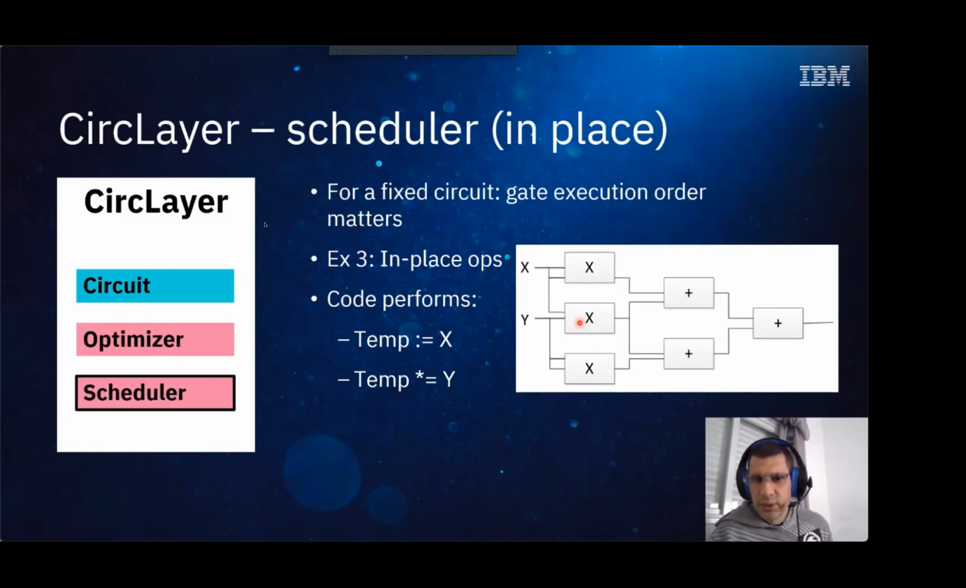But if we defer one of these gates, for example, if we defer this gate to be executed after this gate has been executed, then we can compute this multiplication gate in place, meaning that we can destroy x and multiply y onto it.